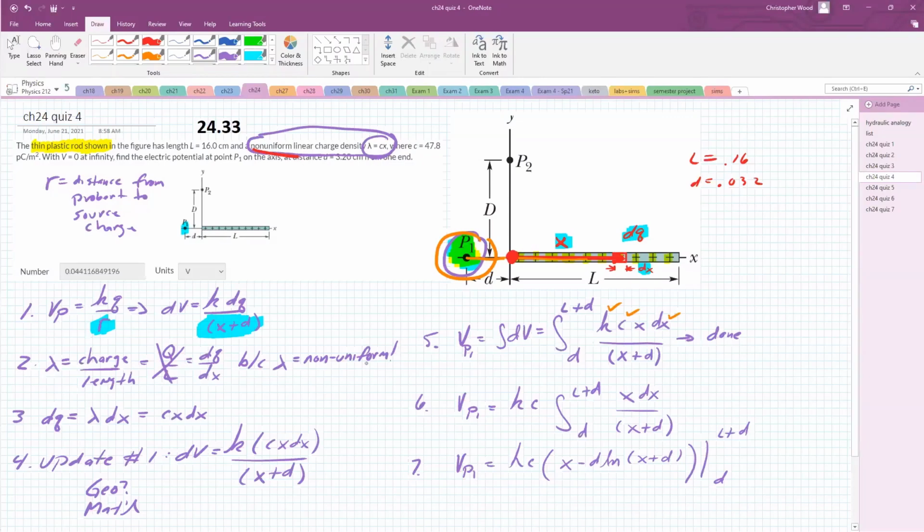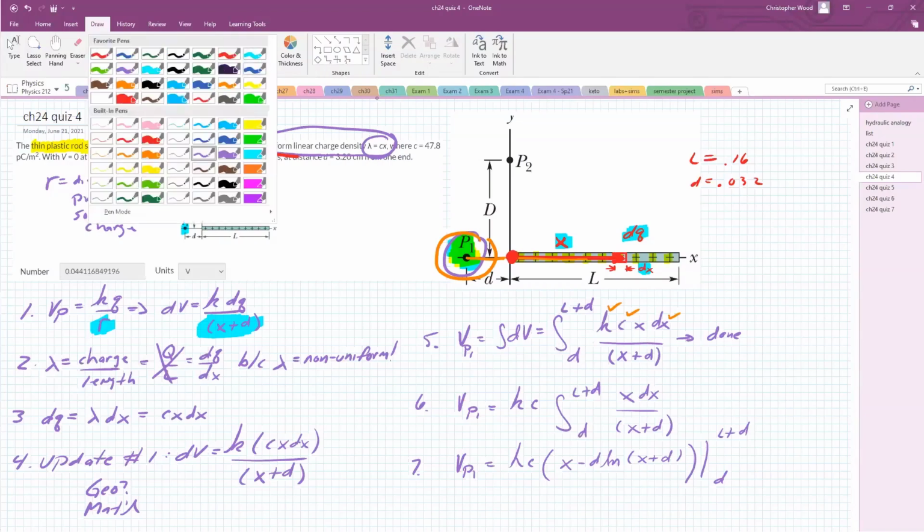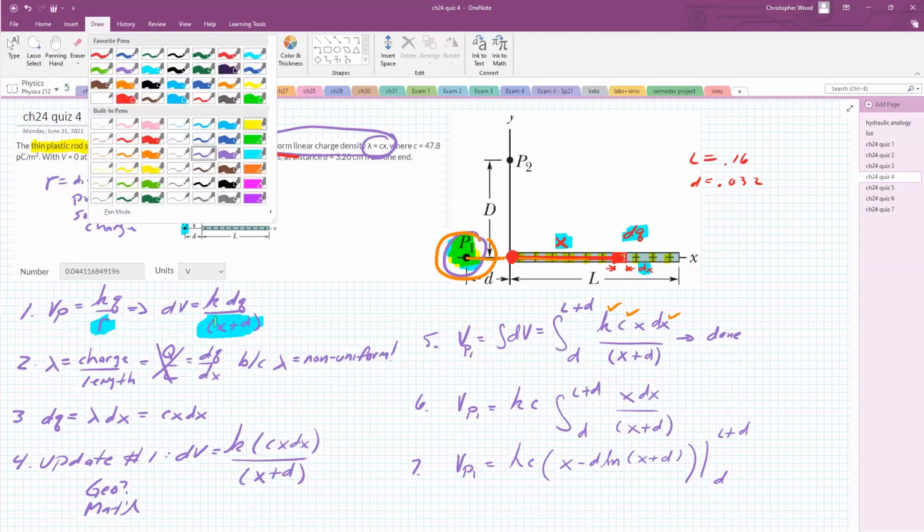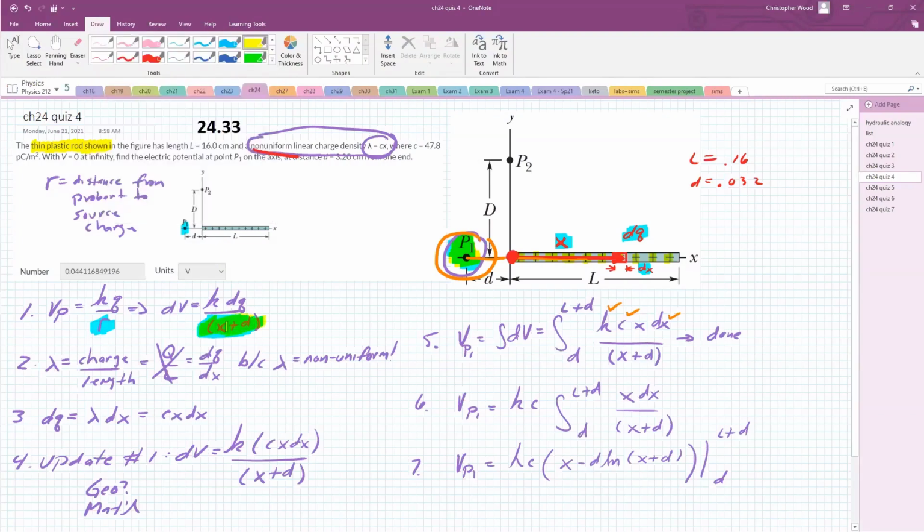I think I'm going to do one other change here. Yeah, I need to make one other change. If I'm specifying this as X plus D, this is the distance from Probert to my source charge, then I need to change my limits of integration. Okay. I don't need to do L plus D because I'm already accounting for that D distance.